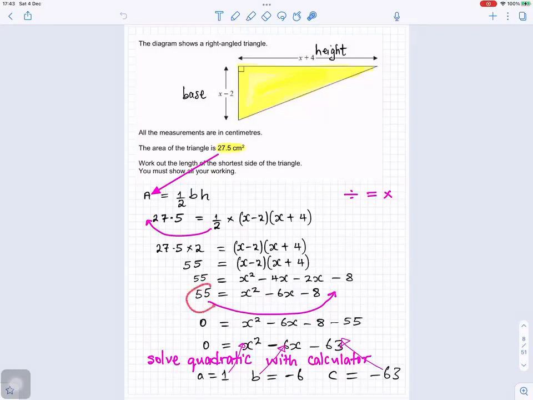We take 55 to the right-hand side. Plus 55 goes to the right, becomes minus 55. So minus 8 minus 55 gives you minus 63. So x squared minus 6x minus 63 is equal to 0. It is a quadratic, and we need to solve the quadratic using a calculator.